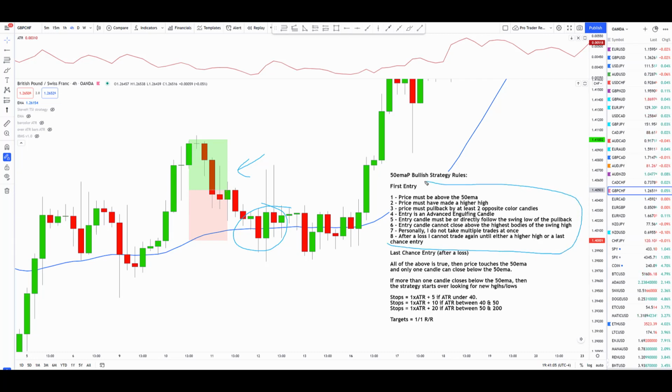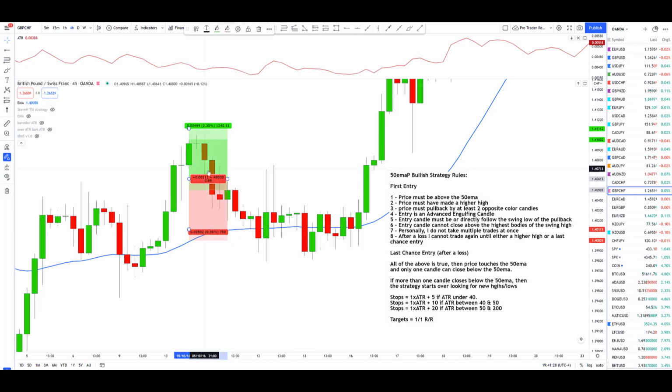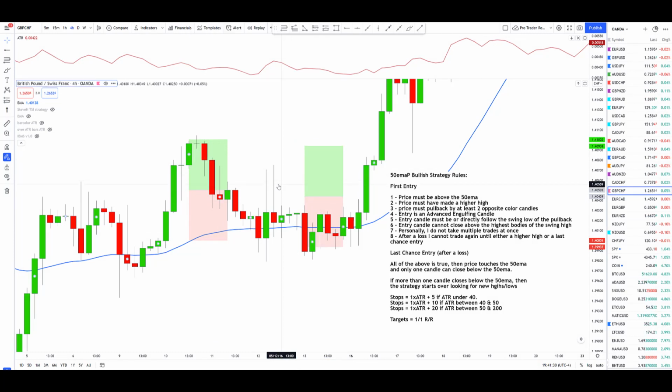Pretty much our last chance entry just happens after we've lost our first trade here and price continues lower. After hitting our stop loss, we get the touch of the 50 period moving average with only one candle that's red can close below it, and then we get a valid entry based on our entry rules. So in this case, we'd have a loss on our first trade. We would then enter where? Well, as we push down, we eventually get this swing low engulfing candle right here. So that would be our last chance entry.